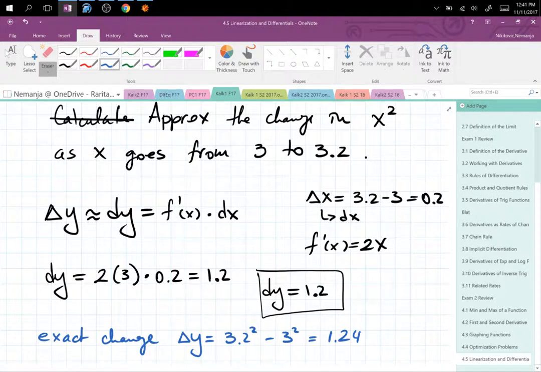So what have I done here? I plugged in the derivative, which is 2x, and computed that at 3. That's 6. Times the change in x, which is x changed by 0.2. Boom, boom, boom. 1.2. Like that. So we can detect the change by doing these calculations.